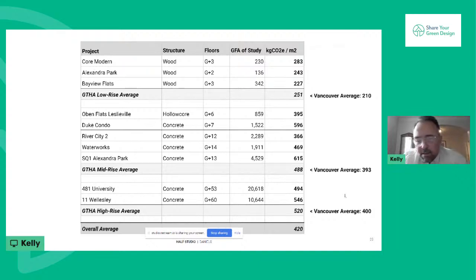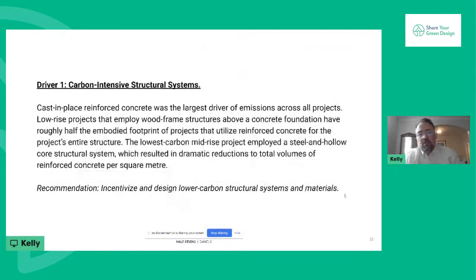But beyond that, what I'll show you is it reveals there are a lot of things driving architecture that have unintended consequences in our emissions. Now, the first driver, and this is a global one, not unique to Toronto or Canada, is that cast in place reinforced concrete is the largest driver of emissions across all projects. The low-rise projects that employed wood frame, as I mentioned, were roughly half that of the concrete. The lowest carbon mid-rise project employed steel and hollow core structural systems, which resulted in dramatic reductions.